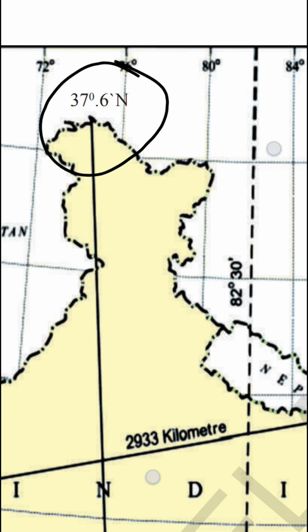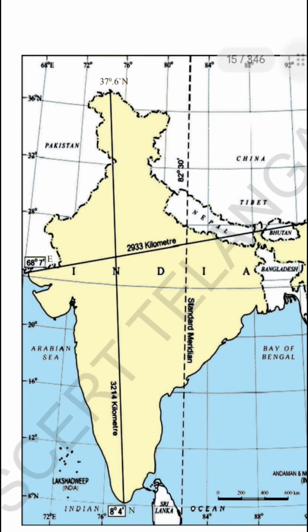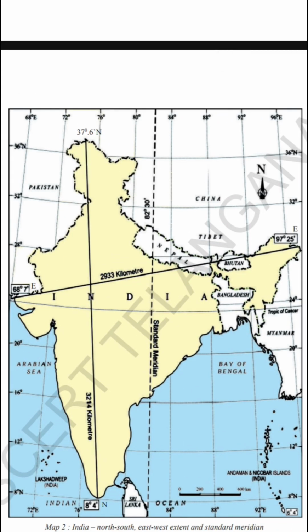Okay, so now it is very clear to everyone that the east side longitudes start from 68 degrees 7 minutes eastern longitude to 97 degrees 25 minutes eastern longitude. Here we are mentioning 68 degrees 7 minutes east, and here we are mentioning 97 degrees 25 minutes east. So why do we need to mention that this is an eastern longitude, and this is also an eastern longitude?